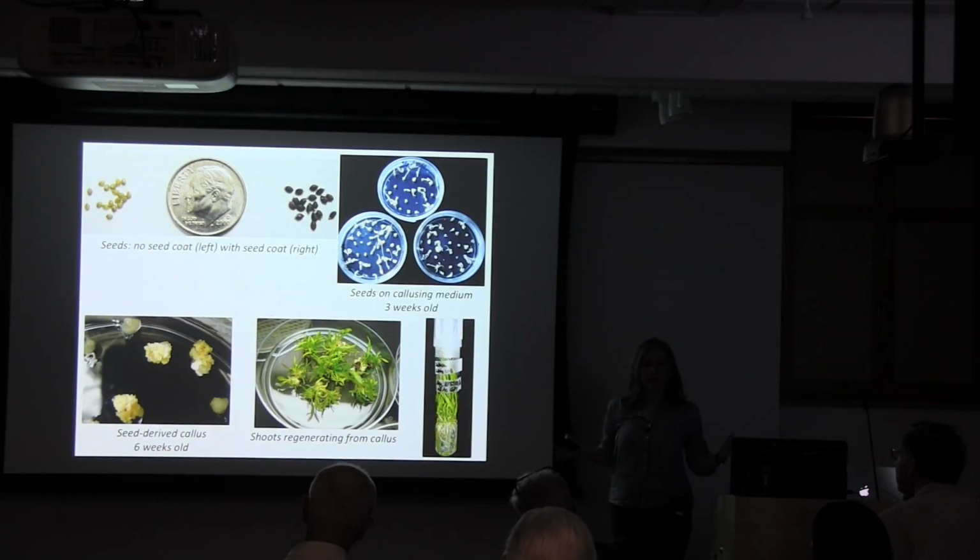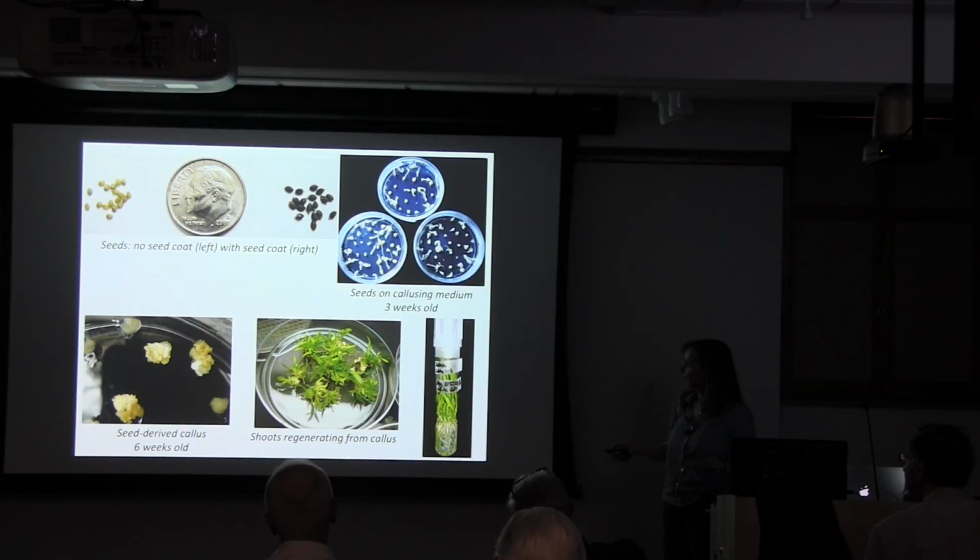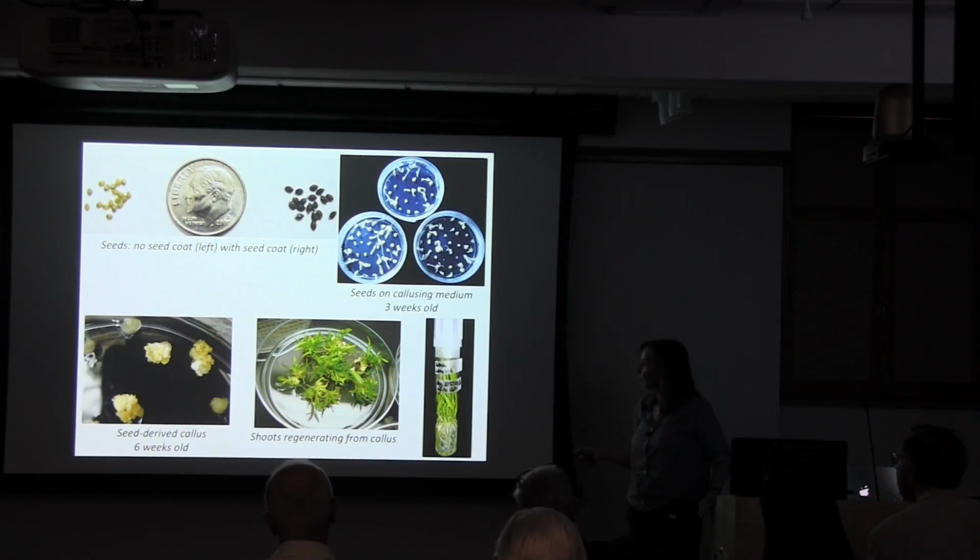We tried all sorts of methods to break the dormancy, and what worked out the best was removing the seed coats, and I'll show you in the next couple of slides how we do that. The seeds are then cultured on a callus induction medium. We then clean up the coleoptiles and the roots, and we transfer that to fresh medium. And as I mentioned before, the importance of gelling agent.